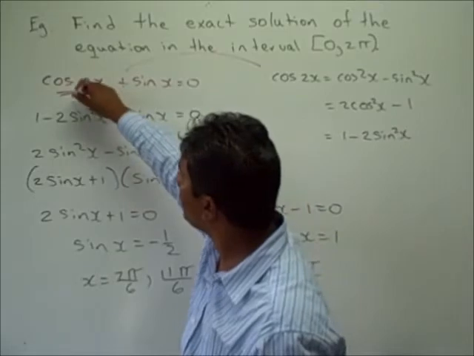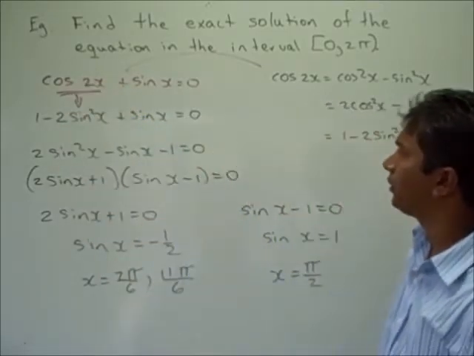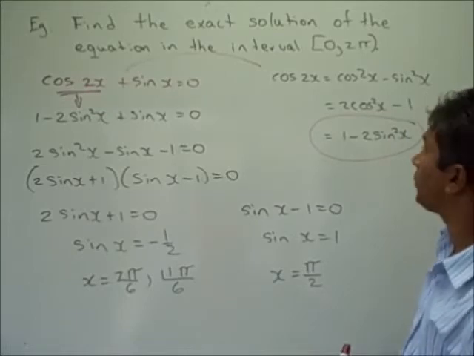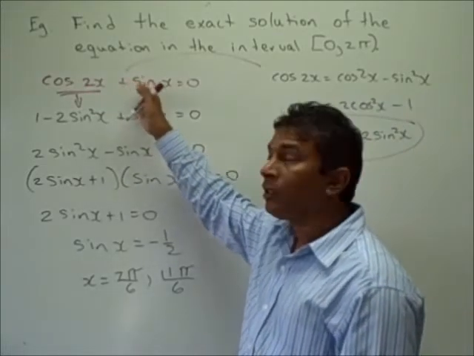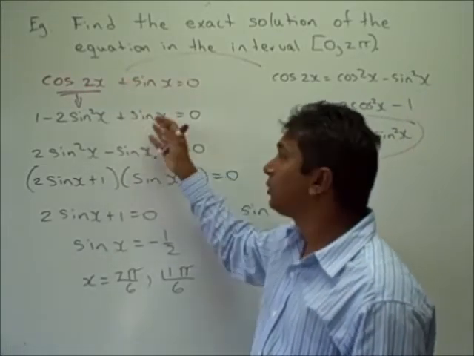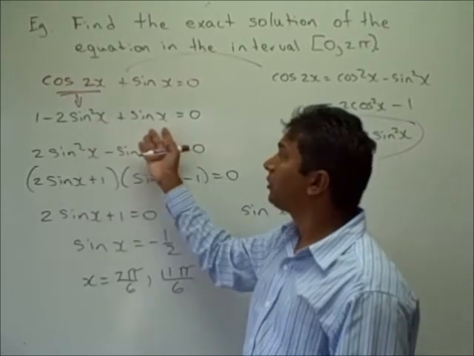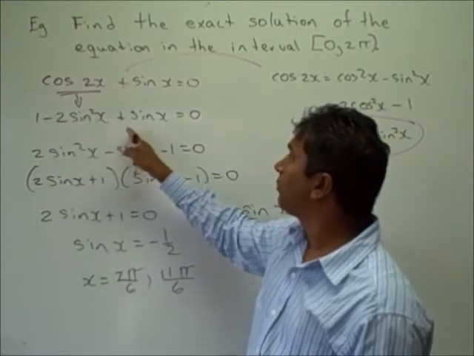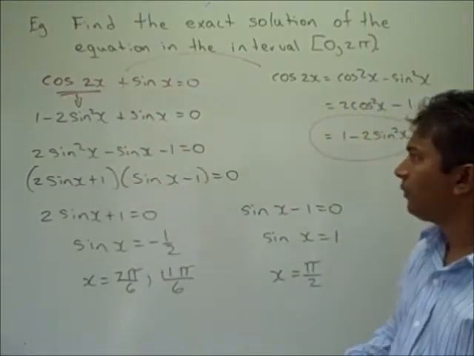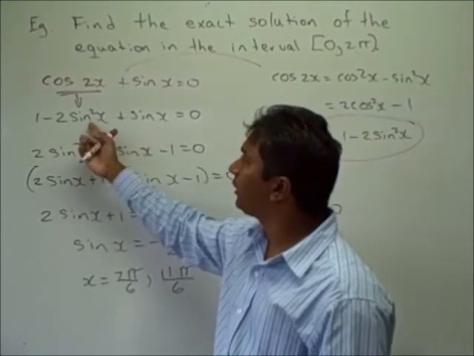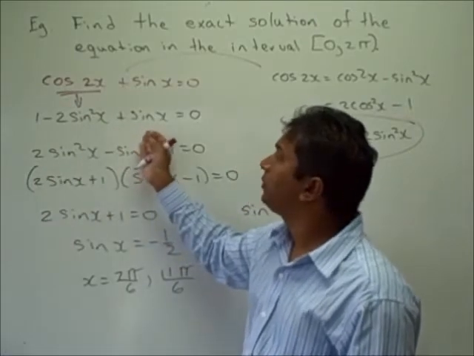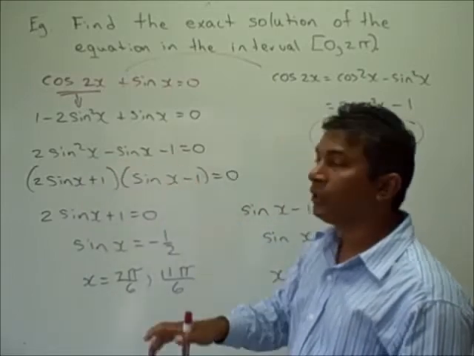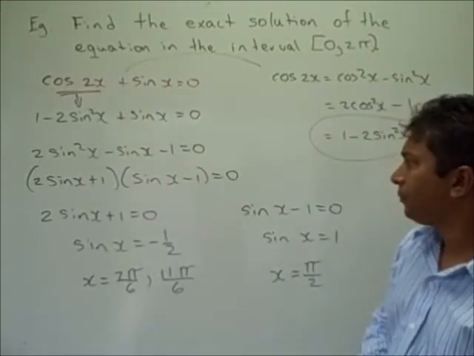So we're going to replace cosine 2x. We decided to use 1 minus 2 sine squared x because our other trig function is sine, so we're trying to keep all the trig functions the same. So now we have 1 minus 2 sine squared x plus sine x. If we rearrange these and factor out the negative 1, this becomes 2 sine squared x minus sine x minus 1 is equal to 0.